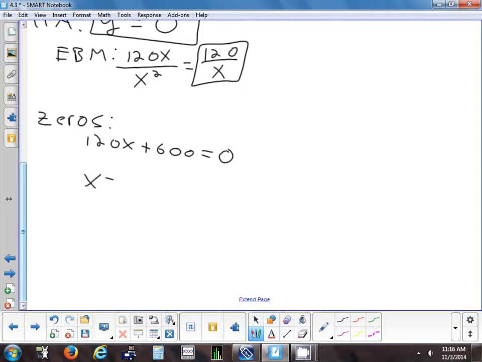Okay, if you solve it out, you're going to get x equals -5. You'd subtract 600, and then you divide by 120. And you can check it by plugging it in. 120 times -5 is -600, plus 600 is 0. Okay, any questions on how we found everything there?